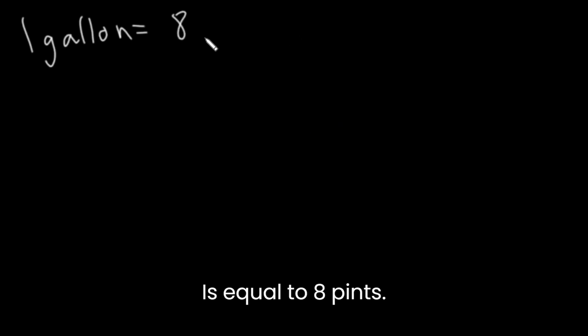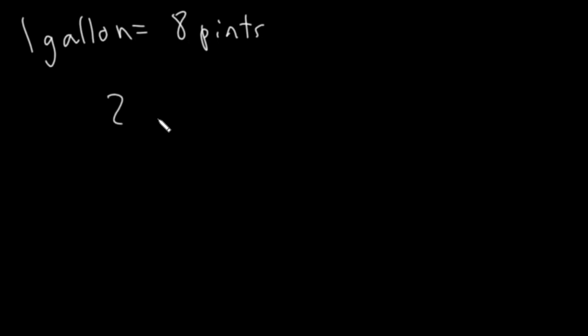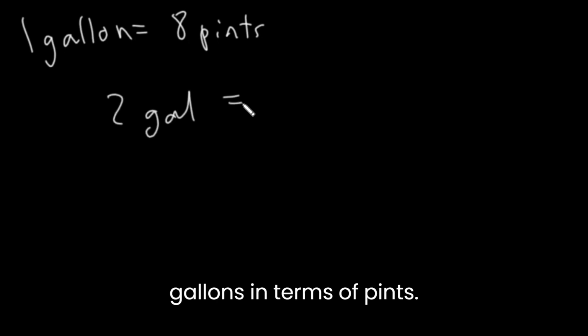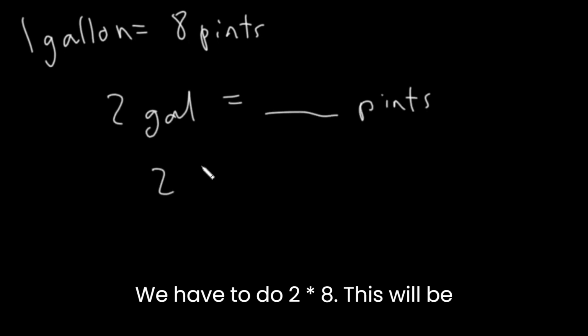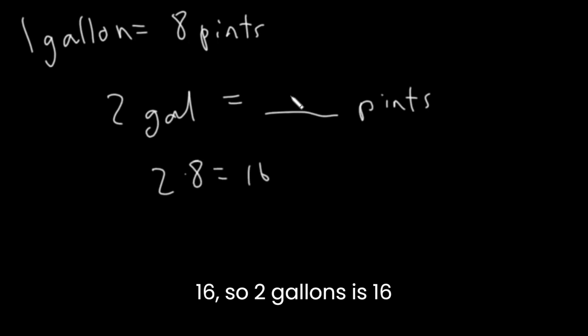The next one is 1 gallon is equal to 8 pints. So let's say we want to find 2 gallons in terms of pints. We have to do 2 times 8. This will be 16. So 2 gallons is 16 pints.